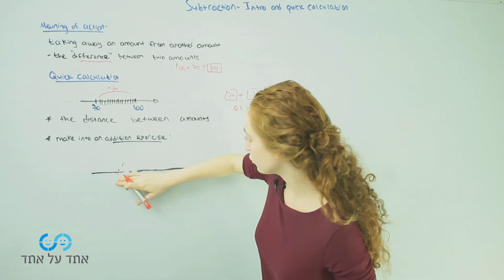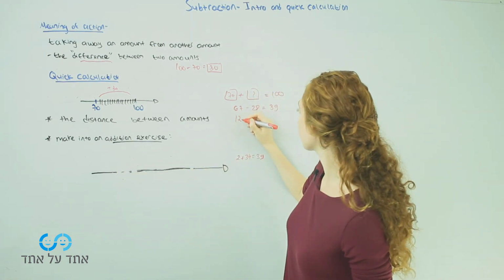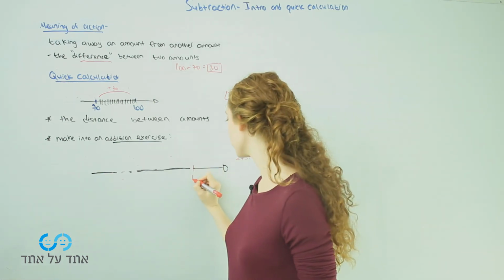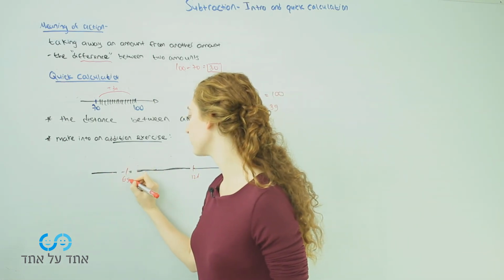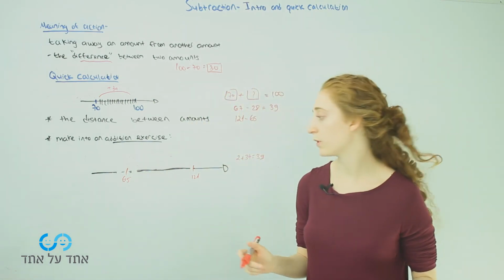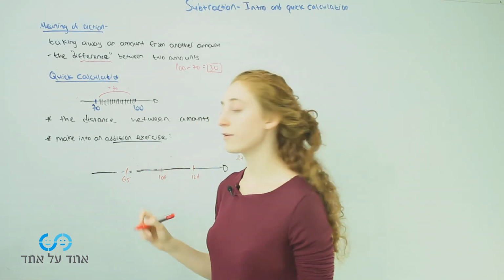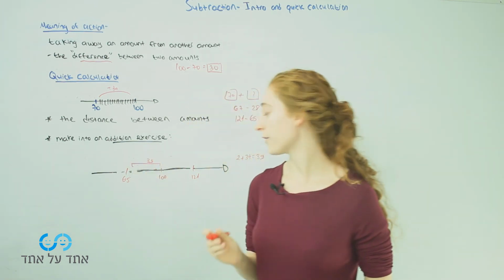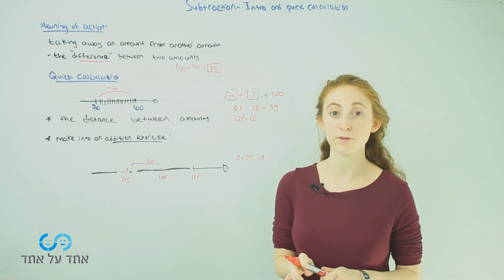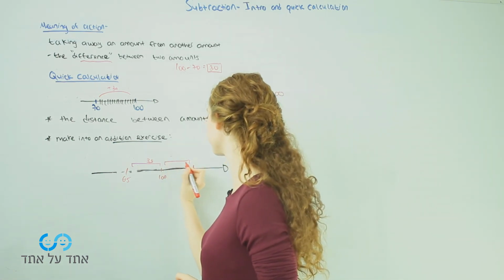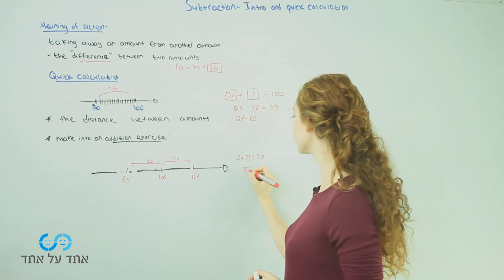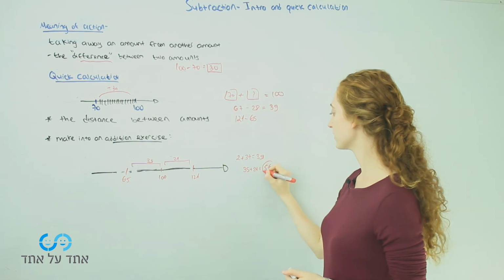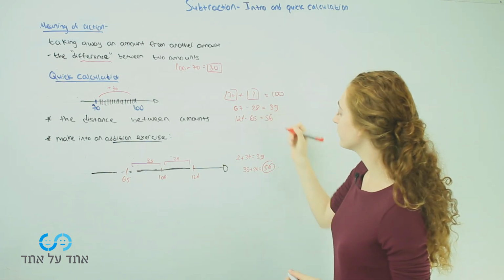What about 121 minus 65? So here I'm at 121. I'm starting from 65. I want to get to a round number. Let's get to 100. So from 65 to 100, how much did I jump? 35. And from 100 to 121, it's a lot simpler now that we've stopped at a round number, is 21. So 35 plus 21, my altogether distance is 56. So this is the answer, 56.